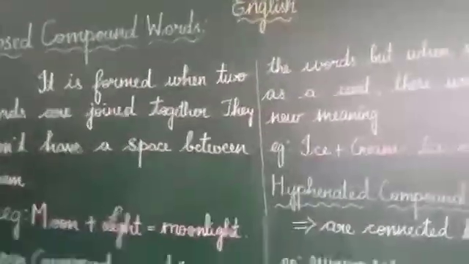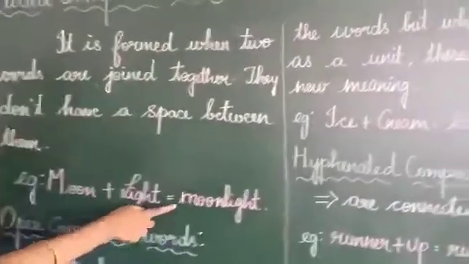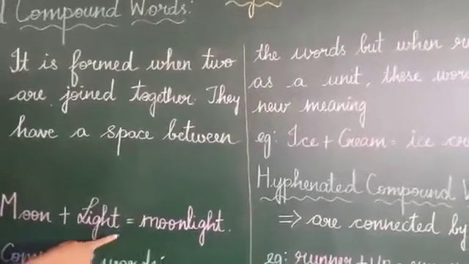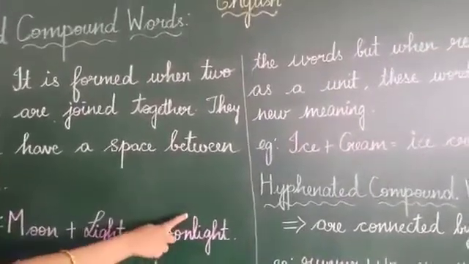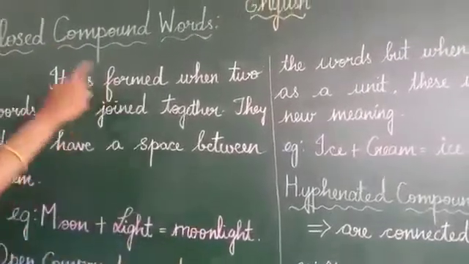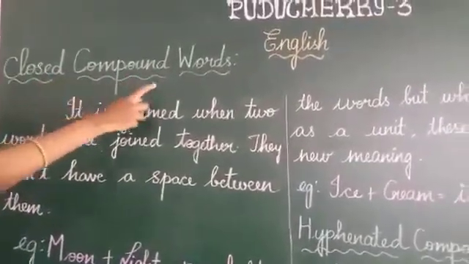For example, moon plus light is moonlight. Moon is one word and light is another word. To get a new word, but in between they don't have a space. So this comes under the closed compound words.